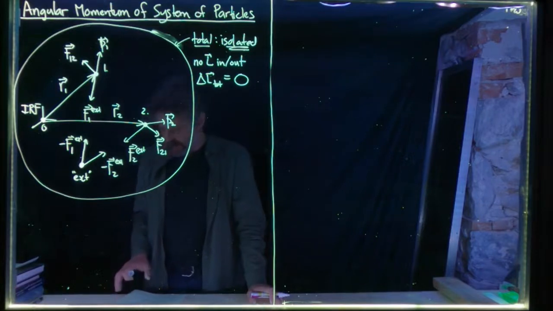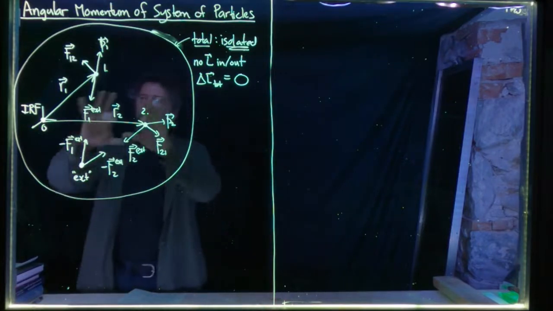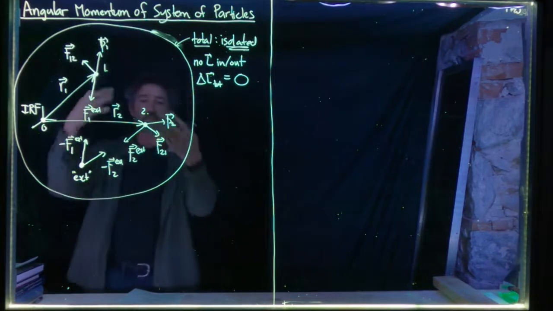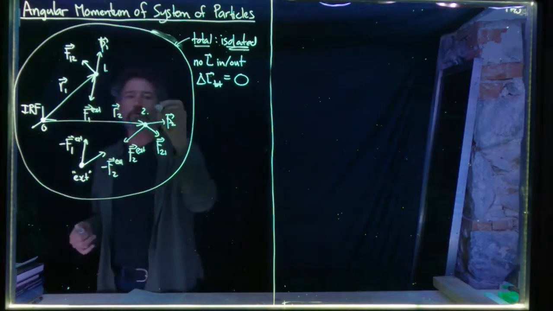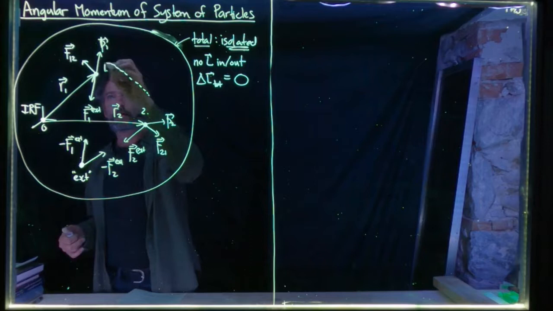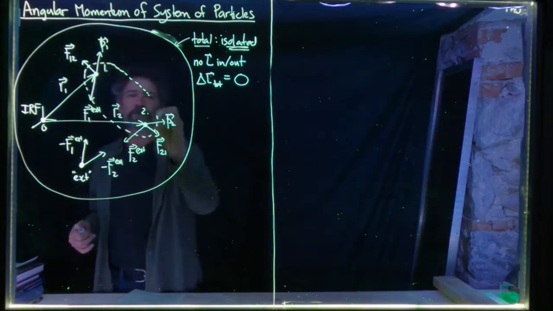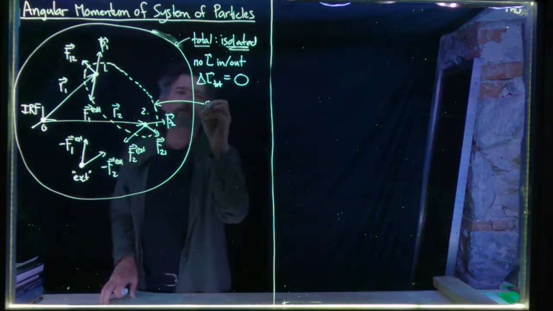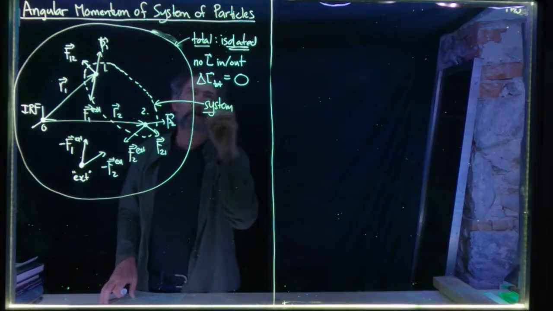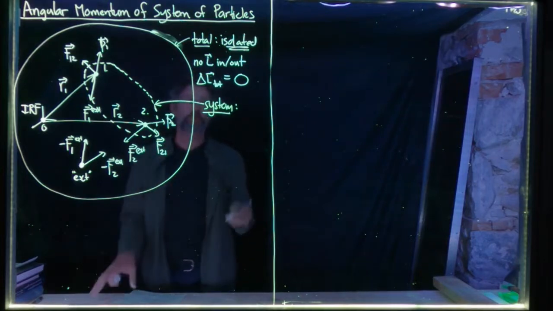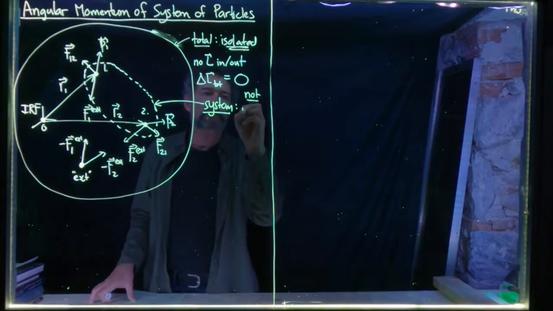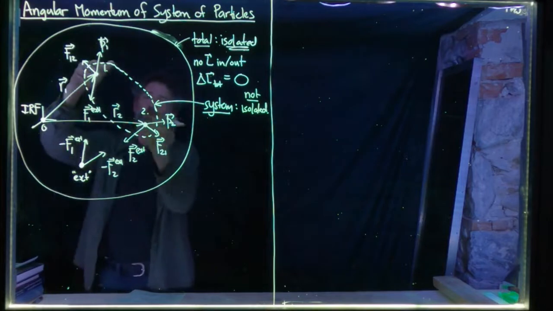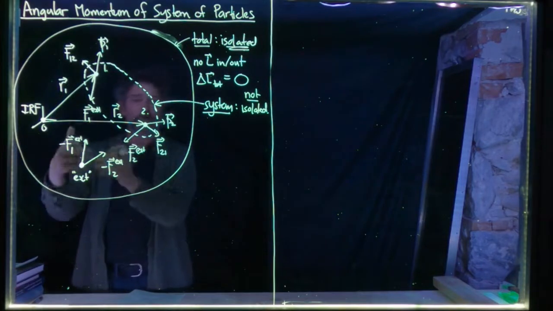Now that's great for this set of three particles. Now we want to pick from those three particles a subset of particles. Let's take particle 1 and particle 2, and we're going to call that our system. So particles 1 and 2 will be our system, and that system in general will not be isolated. You can see that our system of particles 1 and 2 is not isolated because it's interacting with a particle external to the system.